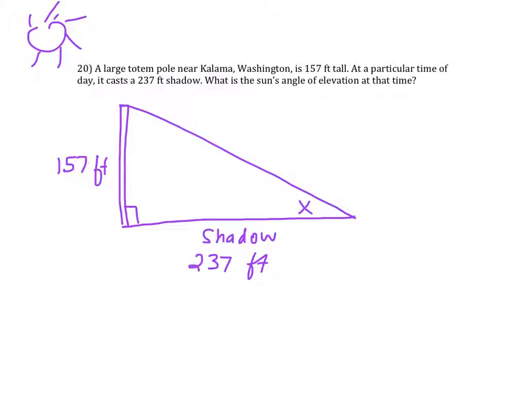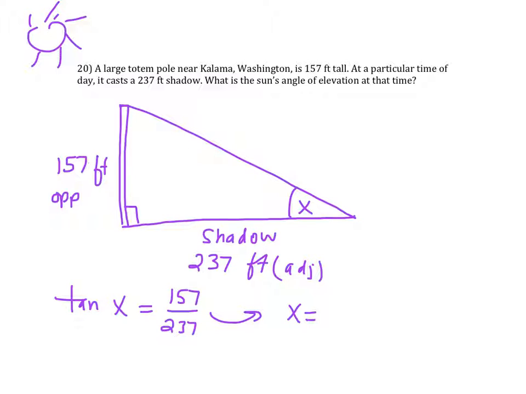Angle of elevation would be this angle x, like if you're standing at the tip of the shadow looking up at the sun. Okay, so from the position of x, 157 is the opposite side, 237 is the adjacent side. So that's how I know we want to work with tangent. So you have tangent of x equals 157 divided by 237, or x is equal to tangent -1, inverse tangent, because we're looking for an angle, and that's why you have to use that inverse tangent. So inverse tangent, or tangent -1 of 157 divided by 237.